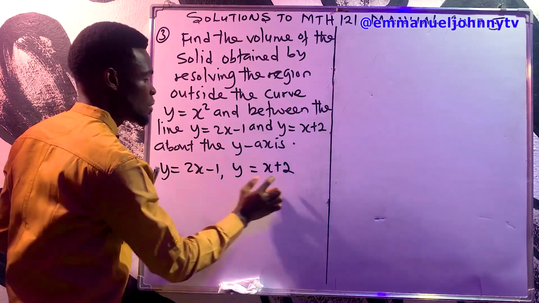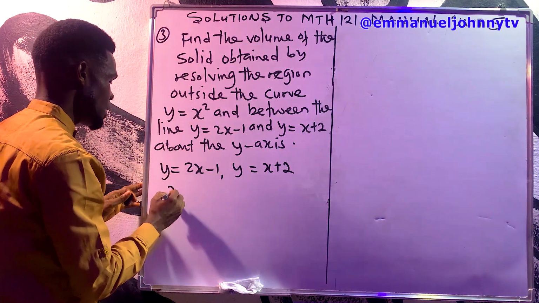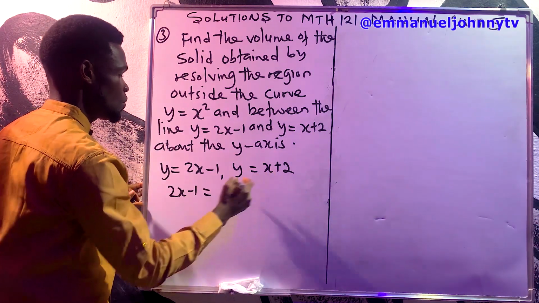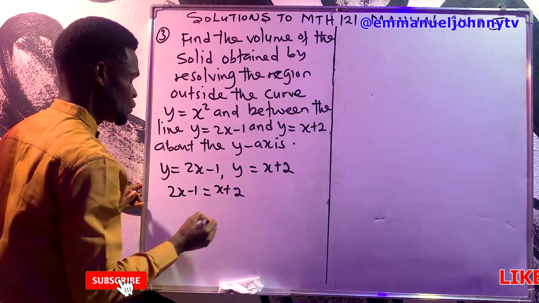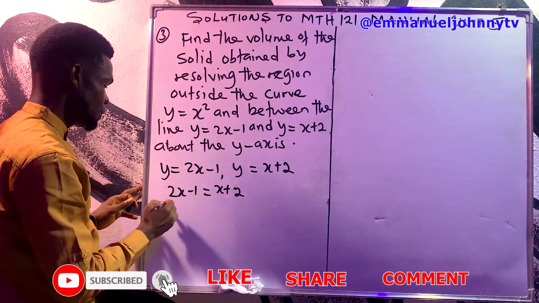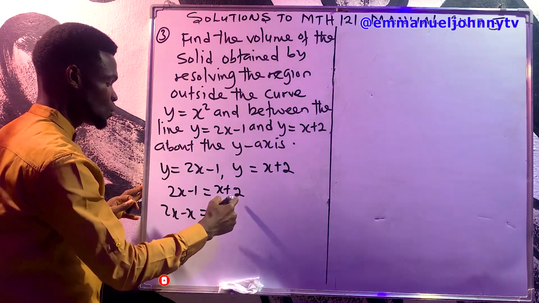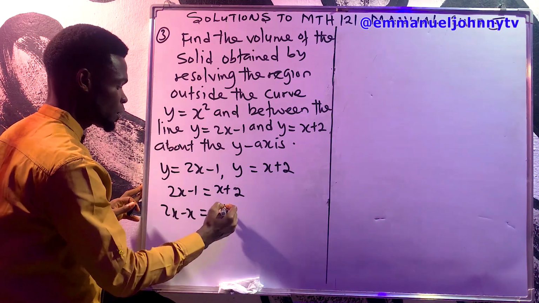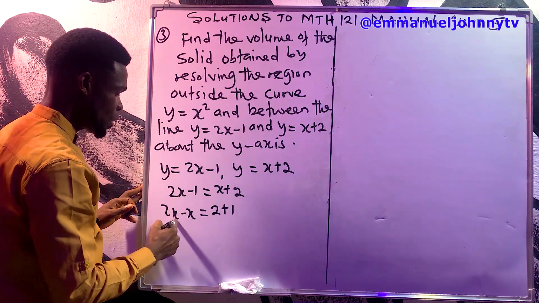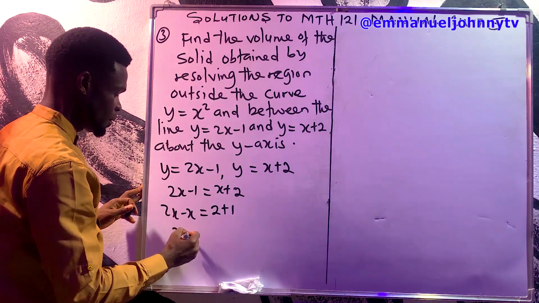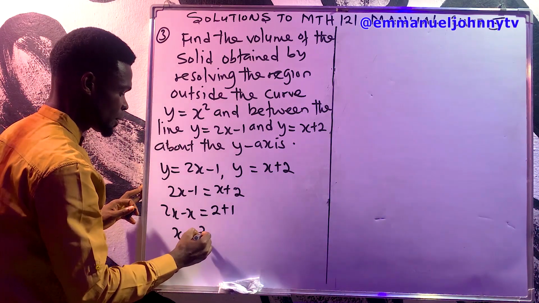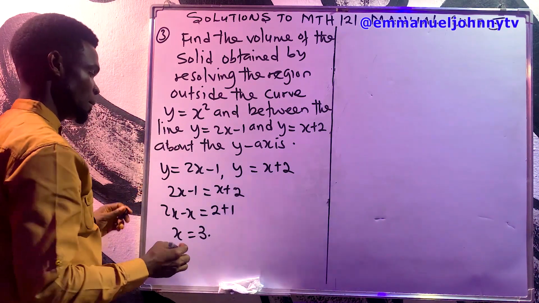So that means we can equate these two equations to have 2x minus 1 equals x plus 2. From here we collect like terms, so 2x minus x equals 2, minus 1 will cross and become plus 1. 2x minus x is x, equals 2 plus 1 is 3, so that's the value of x.